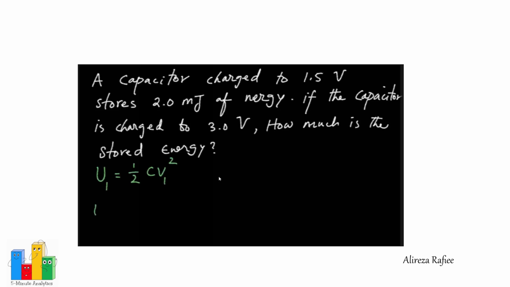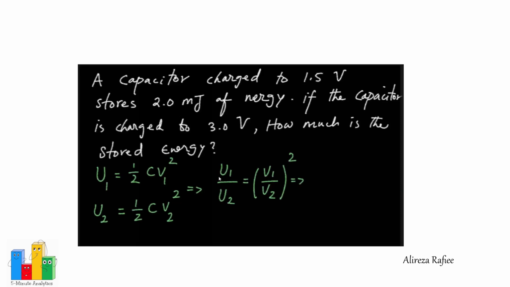The second time, the energy stored on it, U2, would be half. The capacitance is not changed, so it's the same. But the voltage is now changed to V2, so it becomes V sub 2 squared, which means the ratio of the energy stored on the capacitor between condition 1 and condition 2 would be simply, because C is the same, it cancels out when I divide them by each other, the ratio of the voltage to the power of 2. Okay, so let's replace them.